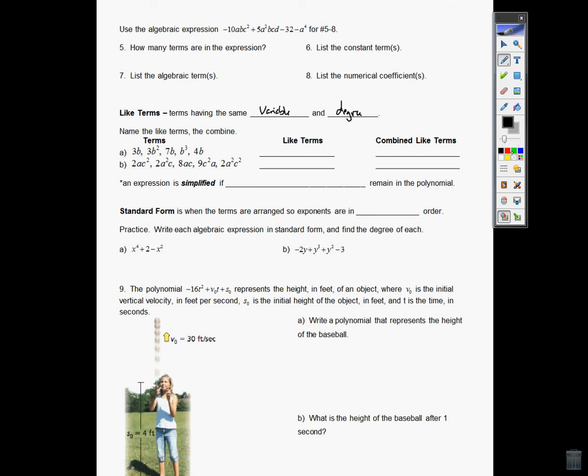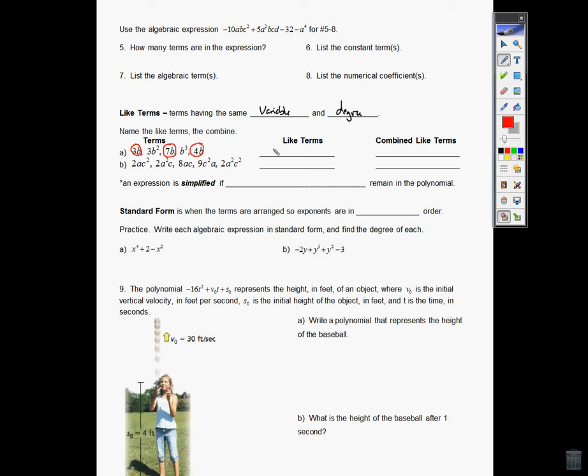Okay, and I'm going to go ahead and circle some that I can see right off the bat. In A, I have 3b. Now I need to look for terms that have the same variable, b, but also the same degree. So this is b to the first. I need other ones that have b to the first. This is also b to the first. Different coefficient, but that's fine. Same variable, same degree. 4b also fits the bill.